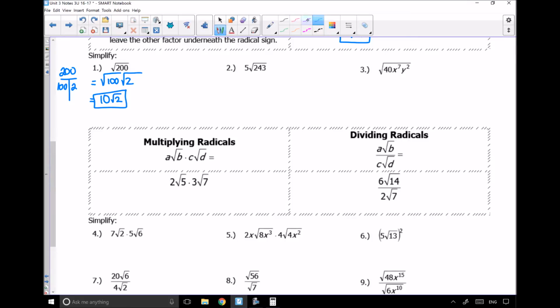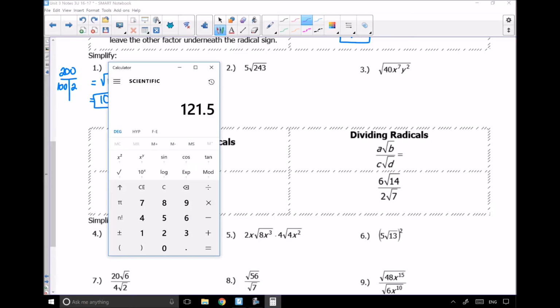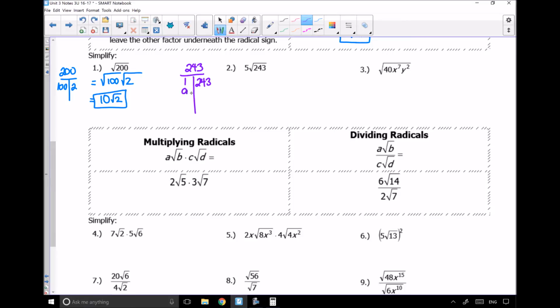So for 243, I'm going to try 1. Obviously, 1 is going to work, okay? The next perfect square is 2 squared, which is 4. 243 is not divisible by 4. I know that because 243 is odd and 4 is even. Then I'll try 243 divided by 9, and it works, so I get 9 and 27, okay? Then I'll try the next perfect square, which is 16. 16 doesn't work because it's even.